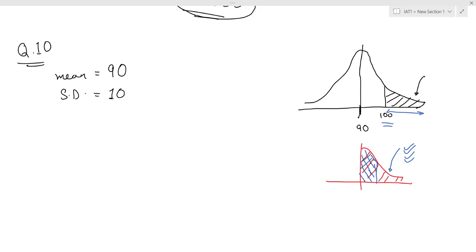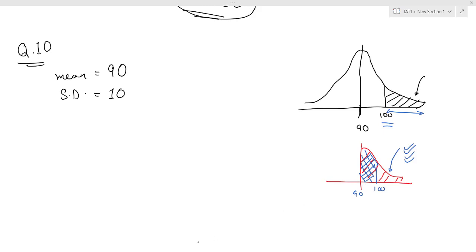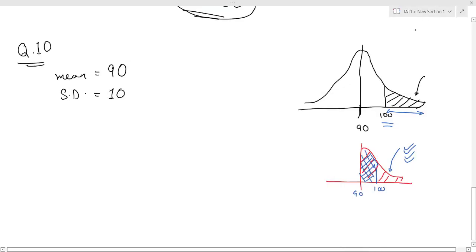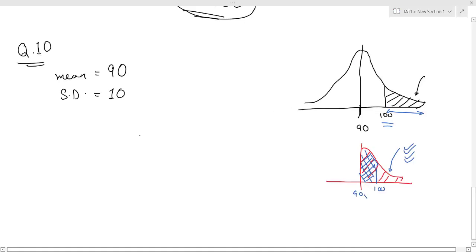So we have to find out this area. Here we have 90, here we have 100. This is our normal distribution. But if we go to this table, there is no 90, no 100. Here we have 1, 1.1, 1.2. So how are we going to find out what this value is? We will have to convert our normal distribution into the standard normal distribution. So how to convert it?